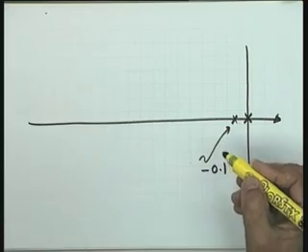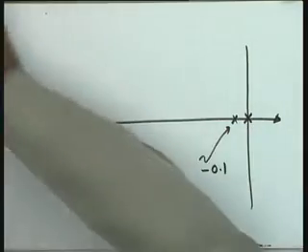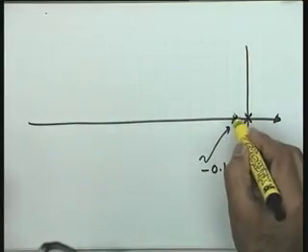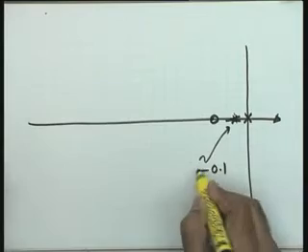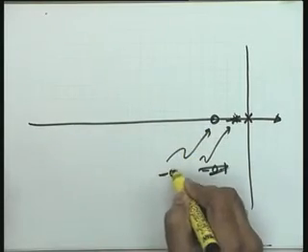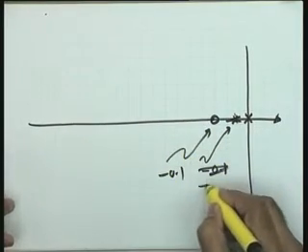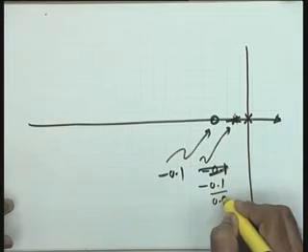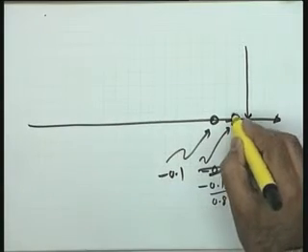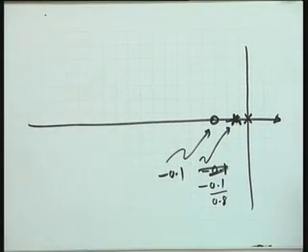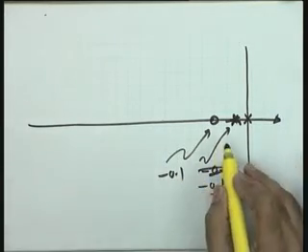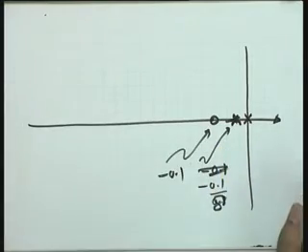I will rather put it this way, please see. The zero is taken as minus 0.1. The pole I will shift to this side: minus 0.1 divided by 8, that is minus 0.0125. This is the pole-zero pair I have taken. The reason why I take 0.1 will become clear soon.